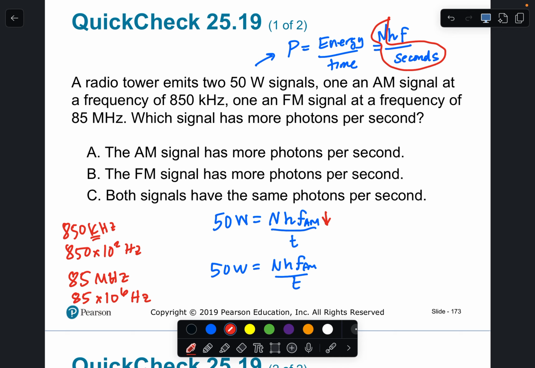If we have a smaller frequency in the AM, in order for this 50 watts to remain true, then N must be big. The same argument can be made here: if this frequency is really big, then in order for this to stay 50 watts, N must be small. So the AM signal is going to have more photons per second than the FM. The AM signal will have more photons per second.